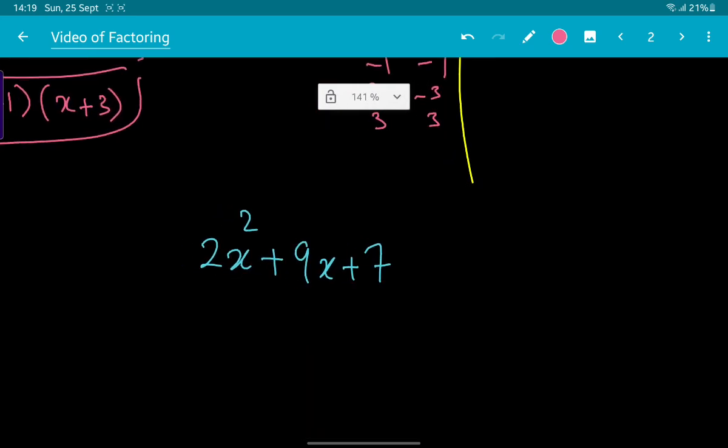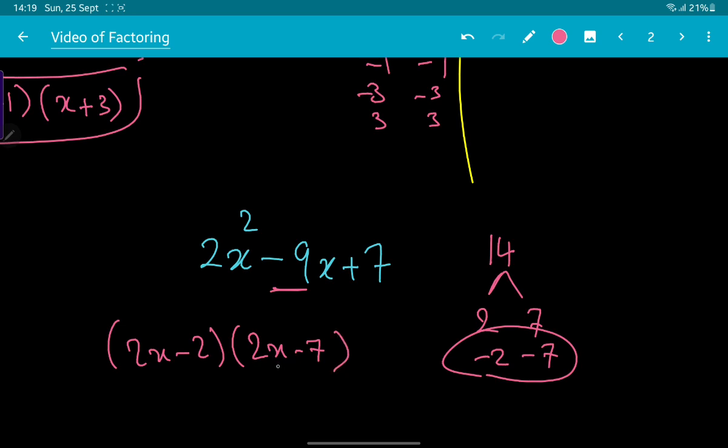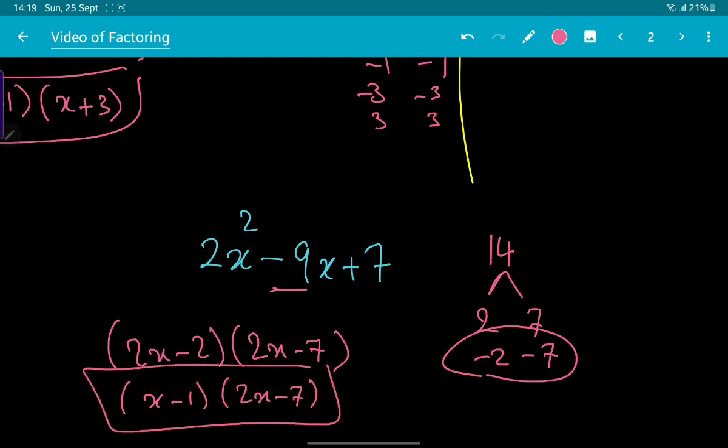The last one, 2 times 7 is 14. 14 is 2 times 7, negative 2 times negative 7. We can change just to use a different idea. Here we have negative 2 and negative 7, which will give you negative 9. If it was positive, we will take this one. Okay. Now we have 2x minus 2 and 2x minus 7. This cannot be simplified, so we can simplify this by dividing by 2. This will be x minus 1, 2x minus 7. And this is your final answer.